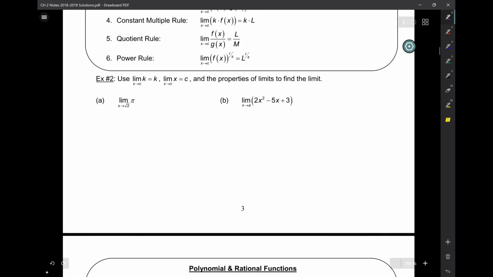All right, take a look at this one. The limit as x approaches 2 of pi. What's the function? Y equals what? Y equals pi. Okay, so it's a horizontal line at pi. No matter what x value I'm at, my value is pi.